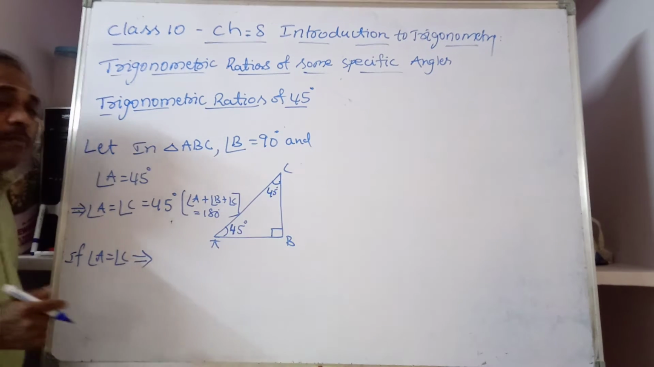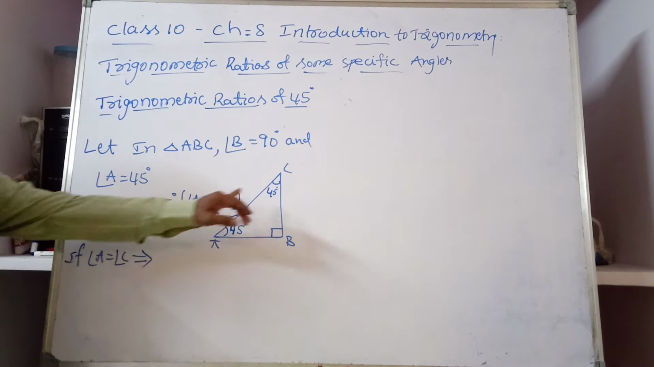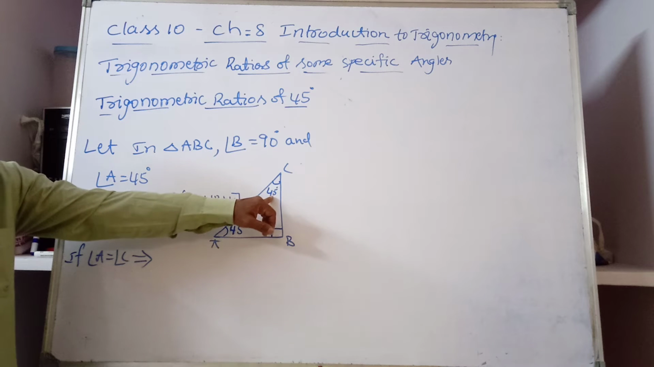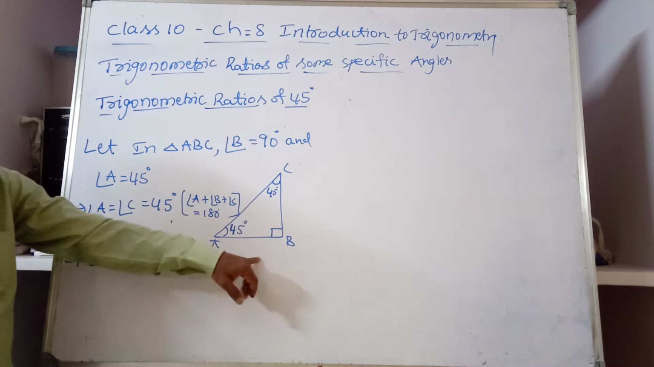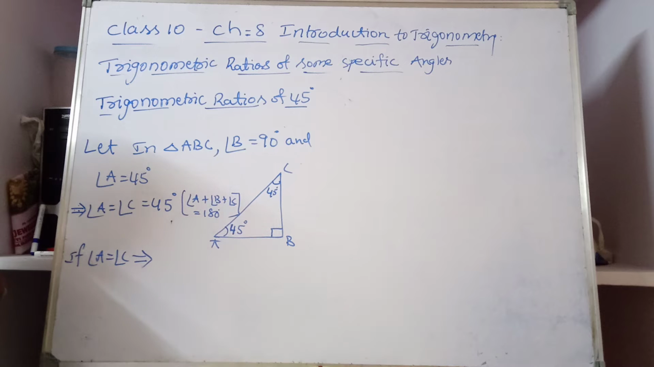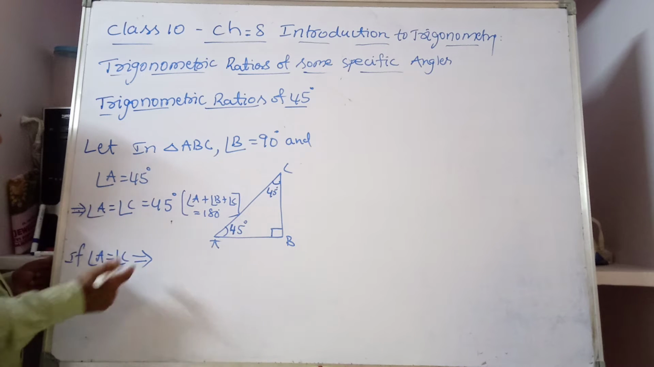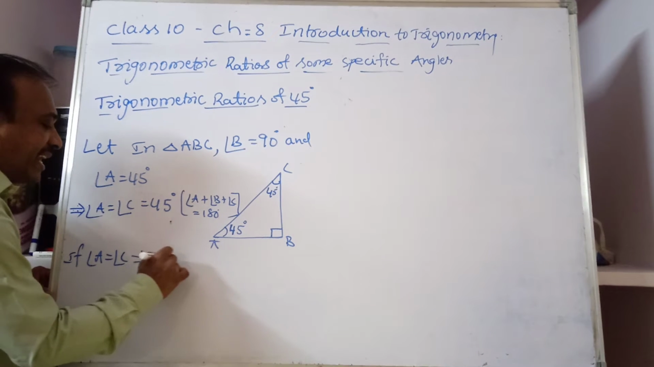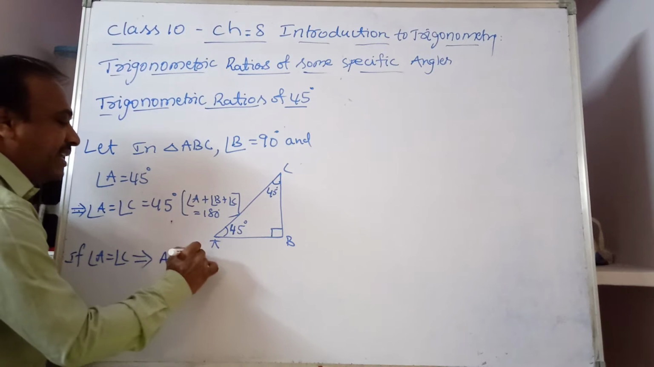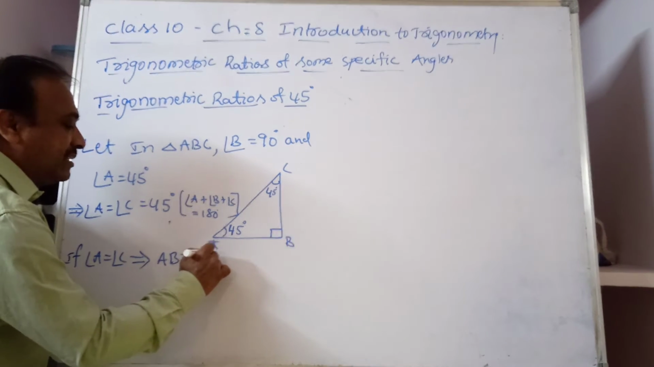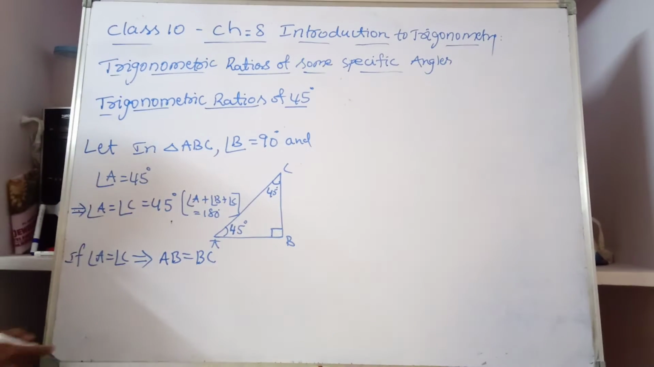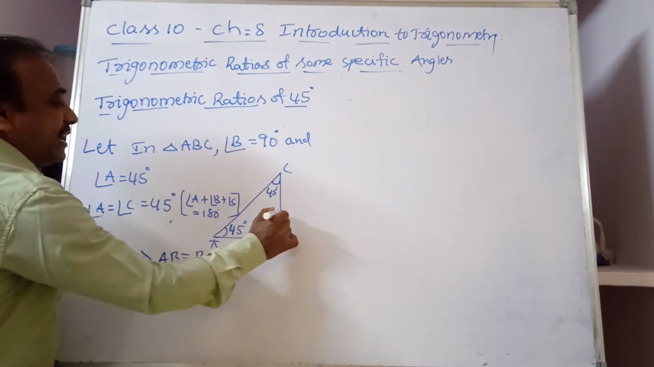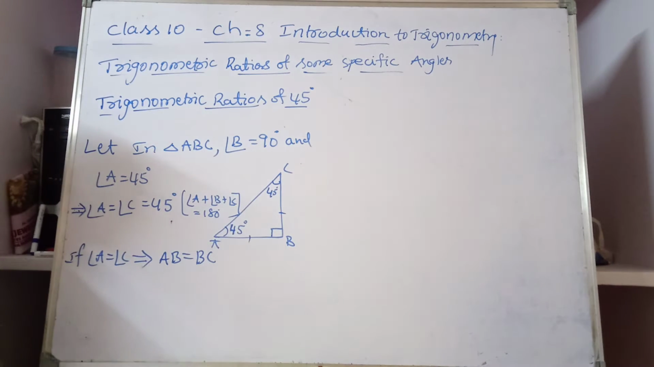Now, sides opposite to equal angles. These are the two equal angles, so the sides opposite to equal angles, AB and BC, will be equal. If angle A is equal to angle C, then we can write their sides AB is equal to BC. These two sides are equal.